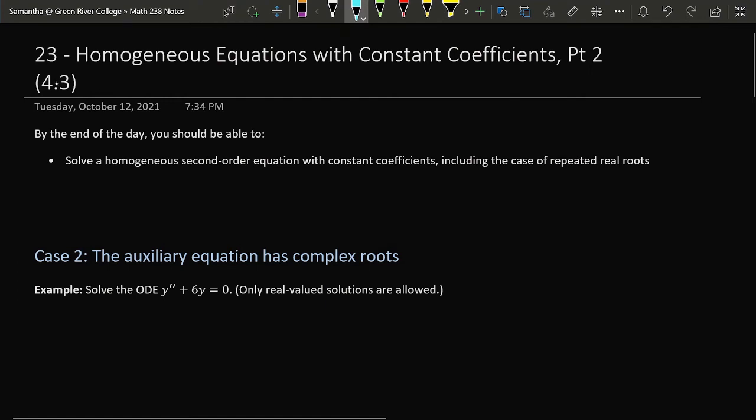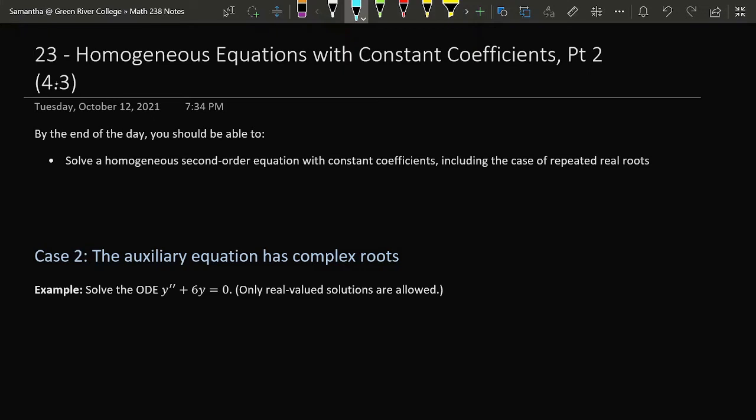Yesterday we introduced the topic of a homogeneous ODE with constant coefficients. We solved homogeneous ODEs by guessing a solution of the form y equals e to the rx. We then plugged this solution into the ODE to determine the values of r that would correspond to actual solutions. Yesterday we focused on the case that when we solved for r, we got distinct real values of r. We didn't get any repeated solutions, and we didn't get any complex solutions.